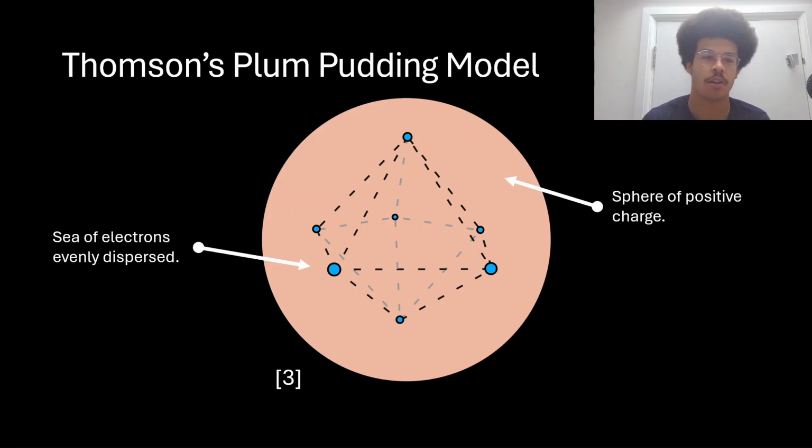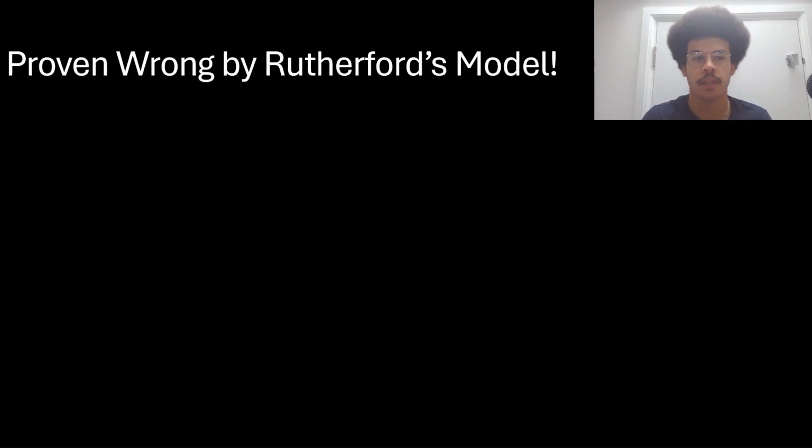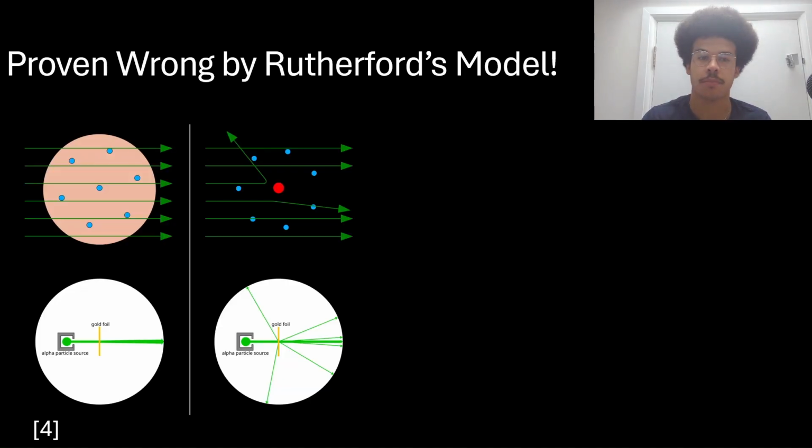And Thomson argued that we could call this a sea of electrons, and that they would be evenly dispersed about this pudding, about this spherical positive charge, in order to make sure that the charges were balanced all the time. And this was proven wrong, but at the time it was seen to be a very good guess, but it was proven wrong by Rutherford.